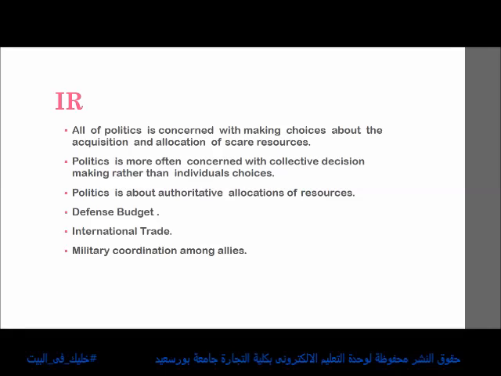Politics is about authoritative allocation of resources. Once you elect the leader, you elect the government, you really need to think about how to allocate your resources. Defense budget, your money, international trade, your cooperation, military coordinations among allies.